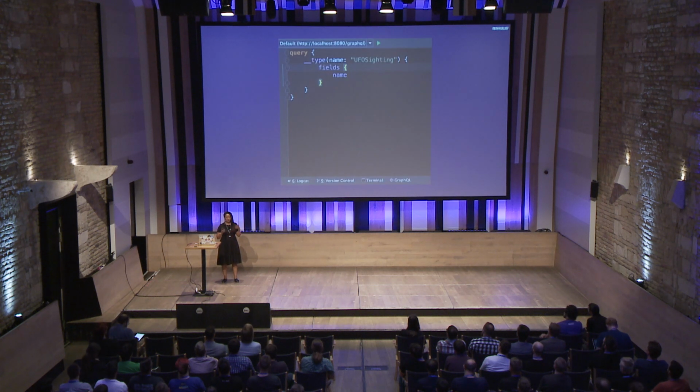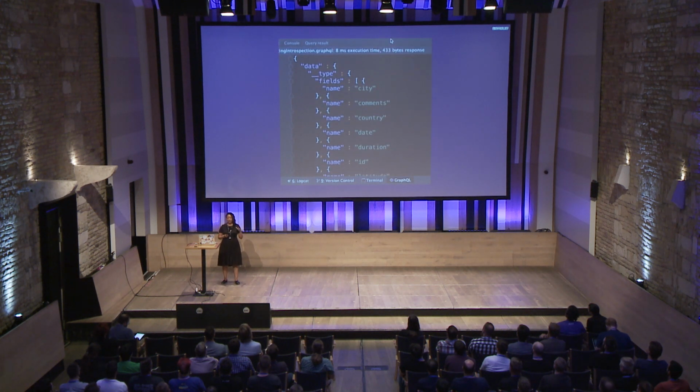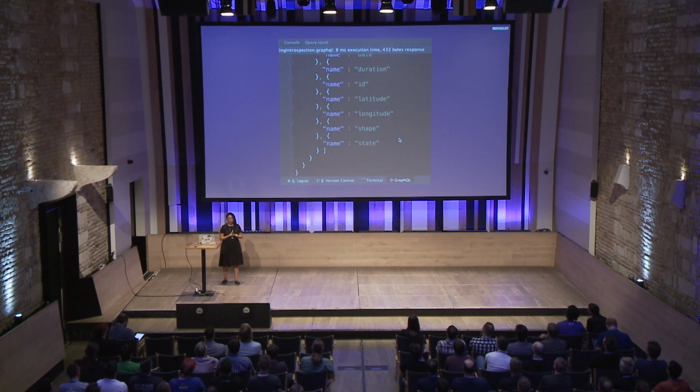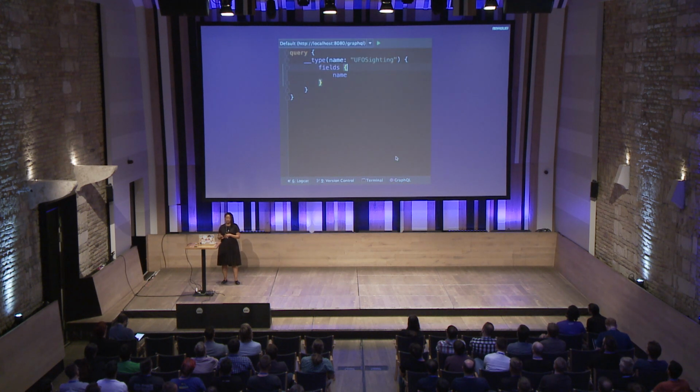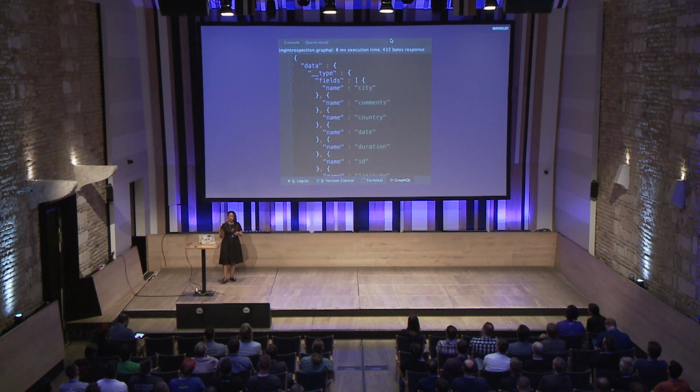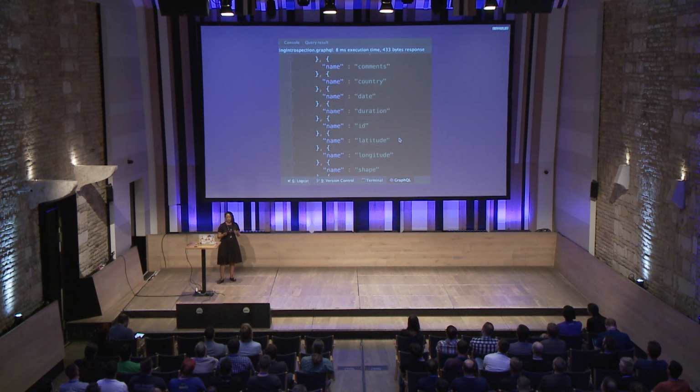So if we took this query and we ran it, so here we are, this is the query, we're running it, we get back a very similar structure. We're getting back JSON inside of a data object with the list of all the fields that are part of this object. And it's really powerful because the fact that it's introspective allows you to have a lot of tools to make working with GraphQL easier.